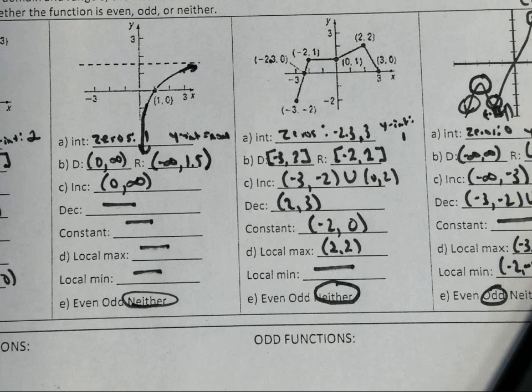And then 4, 5, 6, and 8 are what we did yesterday, even, odd, or neither. Now, yes, you can look at it and tell me if it's even, odd, or neither, but you got to prove it to me, okay? That's your homework. Good class today, guys.